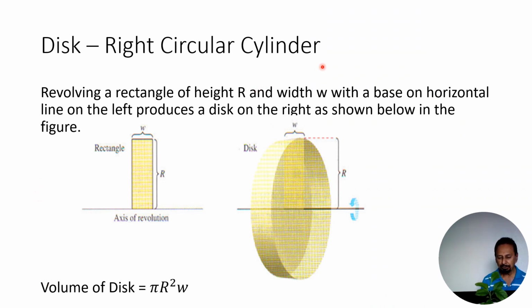Disk. If you revolve a rectangle of height r and width w about this line, it will generate a disk like this one, and the volume of this disk would be pi times r squared times w. Pi r squared is the area of the circle, and w is the width or height of the disk.